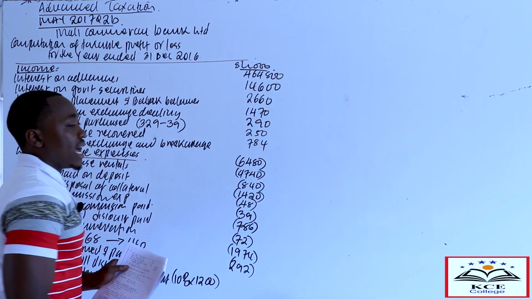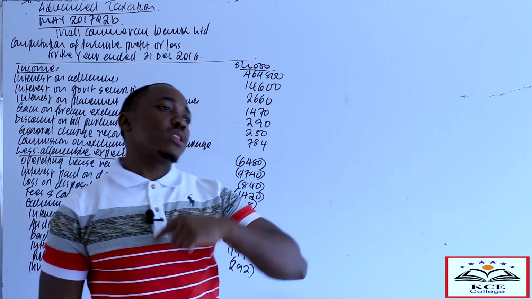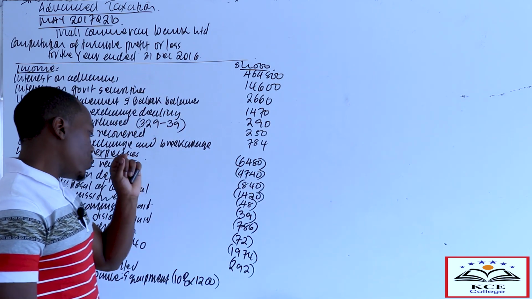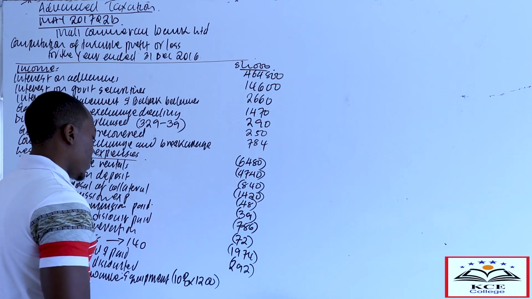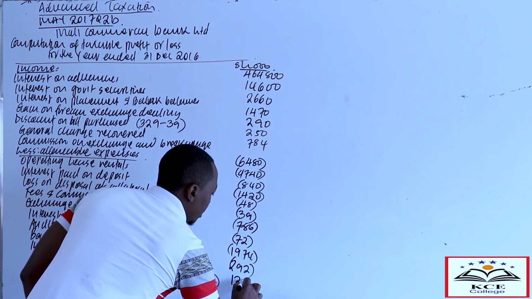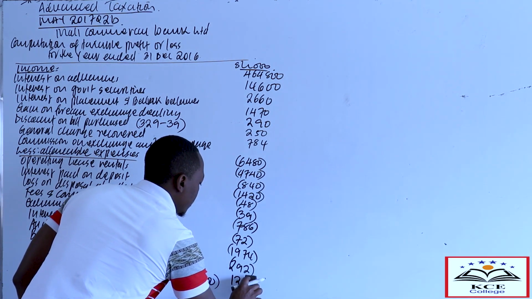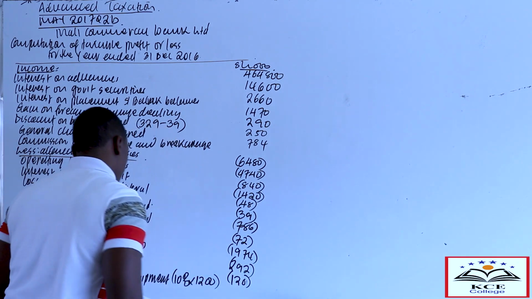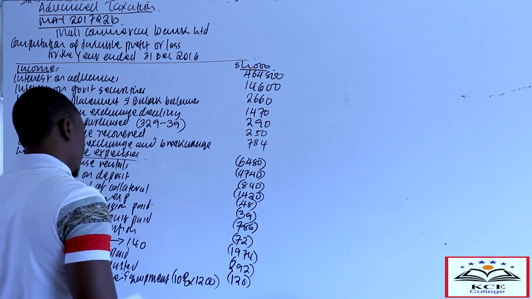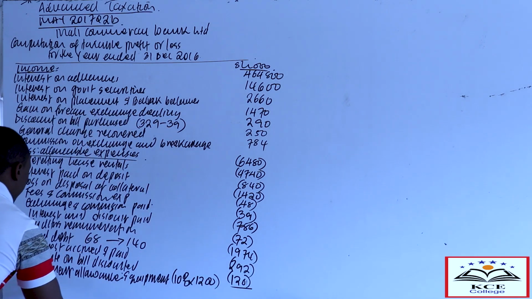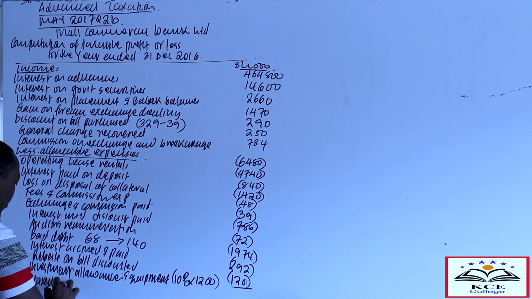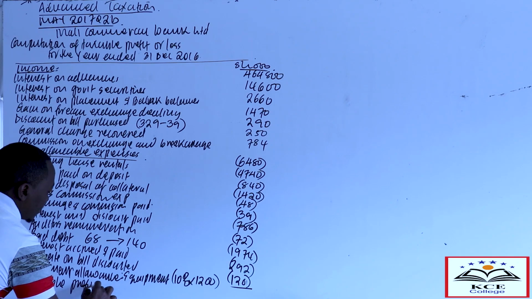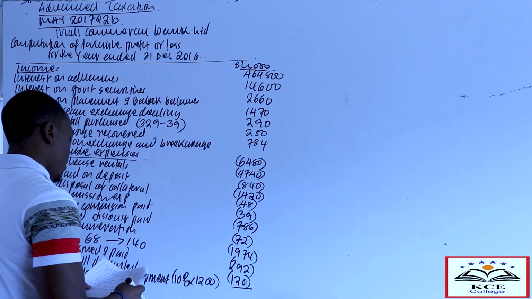In your notes, I have used 12.5%. That was the old rate. So in this case, we are adjusting to the new rates. So it's 10% of 1200, of which you get 120, an amount of 120. And that's how you get taxable profit.